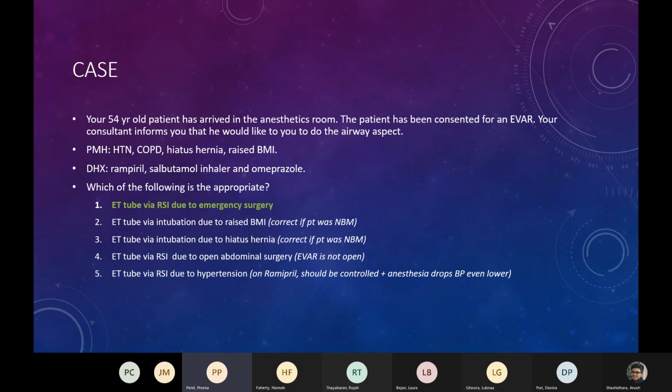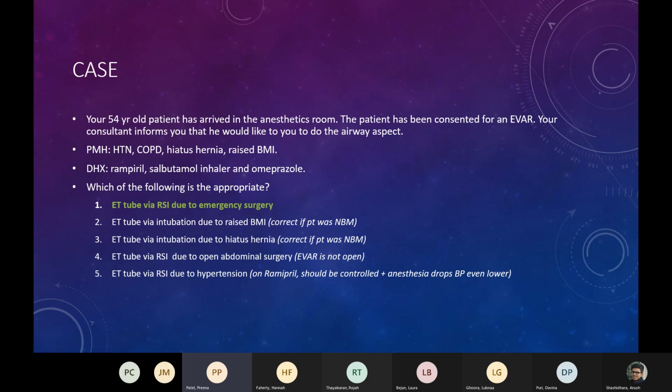And then you need to think, can I intubate him as normal, or do I need to do rapid sequence induction? The thing that gives it away in this case is the fact that it's emergency surgery. He's not been nil by mouth, so you do need that pressure. You can't bag him because whatever is in his stomach will come up as you bag him. So you've got to do rapid sequence induction. That rules out option 2 and 3.